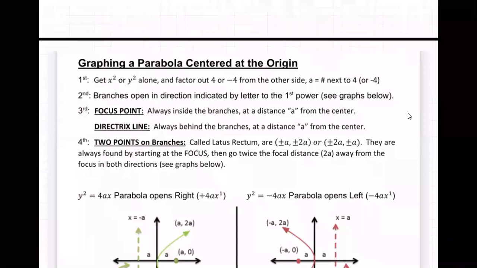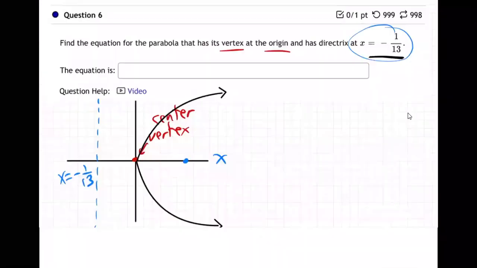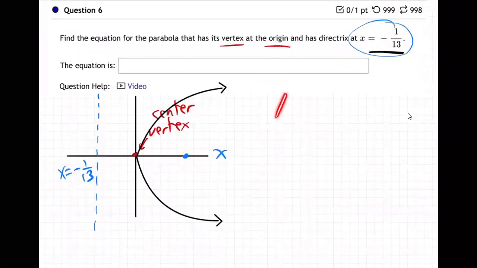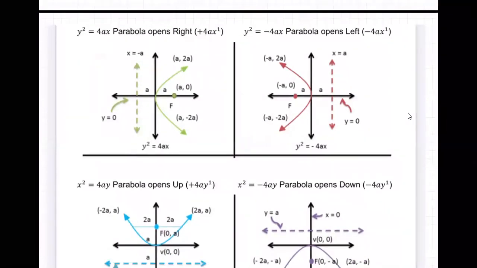So what's the equation of one that goes like that to the right? Well, the equation is y squared is 4ax when it goes to the right with the directrix line behind. Y squared is 4ax. Let's write that because that's what they want, the equation. So y squared is 4ax. And so all we need to find now is the a.